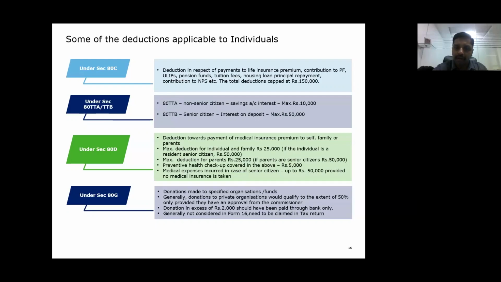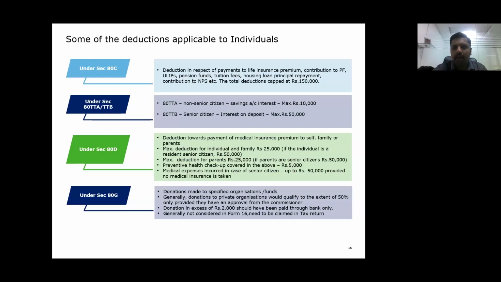So in the case of an employee and his family, assuming he is not a senior citizen, it's 25,000. And in the case of his parents, assuming the parents are senior citizens, the maximum deduction is 50,000 rupees. This also covers preventive health checkup to the extent of rupees 5,000. But this 5,000 is not an additional deduction. It is already covered under the 25,000 and 50,000. Just to take an example, in the case of an individual, if he is paying 18,000 as his medical insurance premium, and he has incurred 5,000 towards the preventive health checkup, then the total deduction would be 23,000.